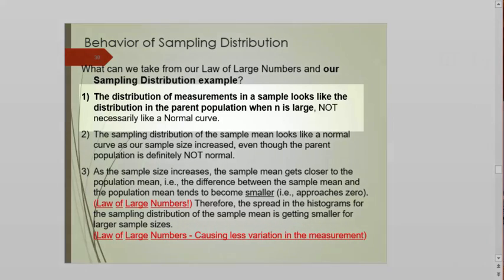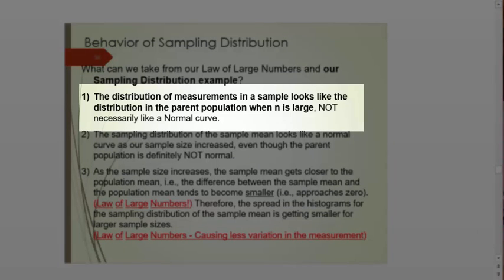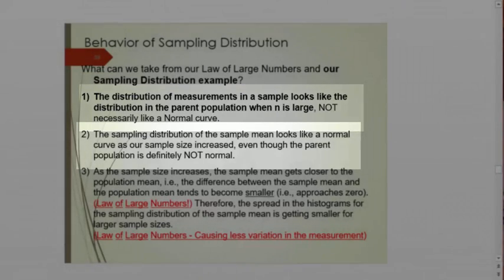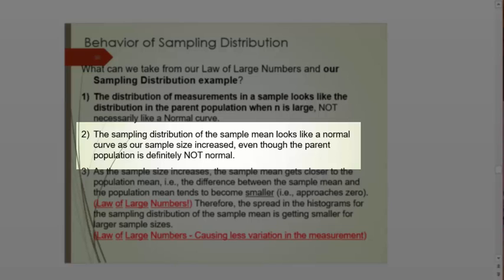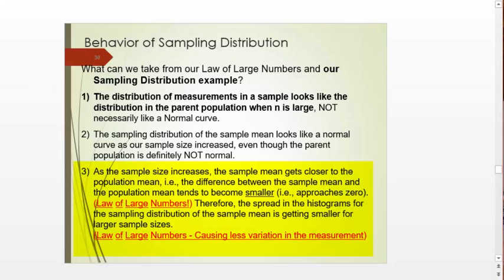So we can take from our law of large numbers and our sampling distribution some notions or some ideas. The distribution of measurements in a sample looks like the distribution in the parent population when n is large, not necessarily like the normal distribution. The sampling distribution of the sample mean looks like a normal curve as our sample size increases, even though the parent population isn't normal. As the sample size increases, the sample mean gets closer to the population mean.